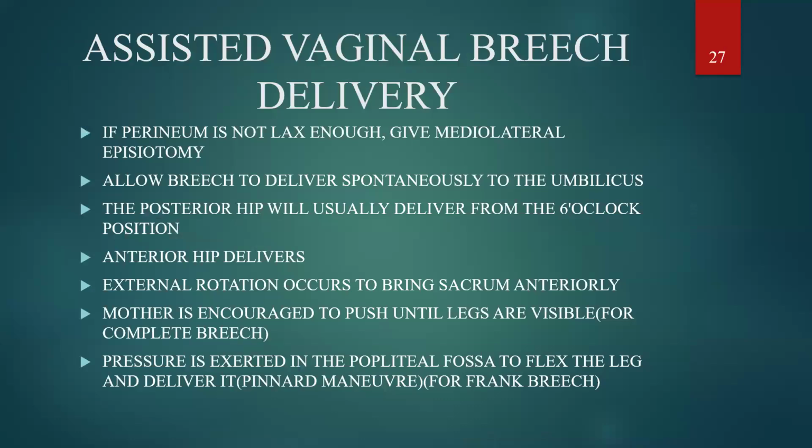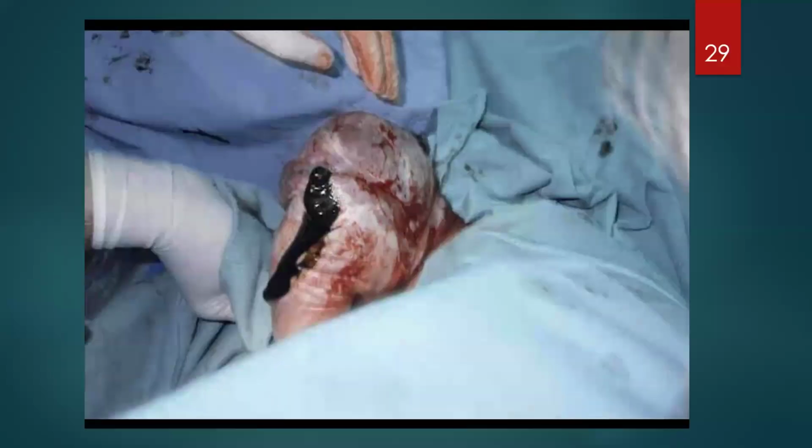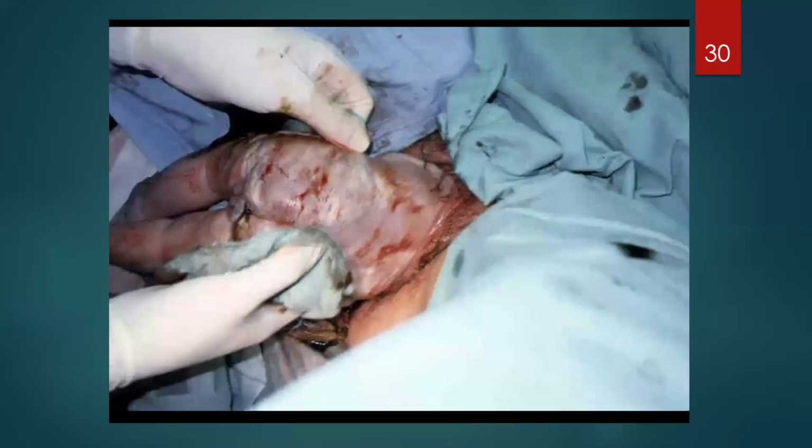So the recommended is a mediolateral episiotomy to avoid anal sphincter injuries. And then you allow the breech to deliver spontaneously to the level of the umbilicus. The posterior hip will usually deliver from the 6 o'clock position of the vagina, and then the anterior hip follows. External rotation will occur to bring the sacrum anteriorly. Then you encourage the mother to push until the legs are visible. That's for the complete breech.